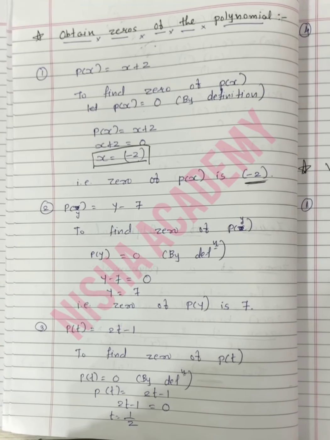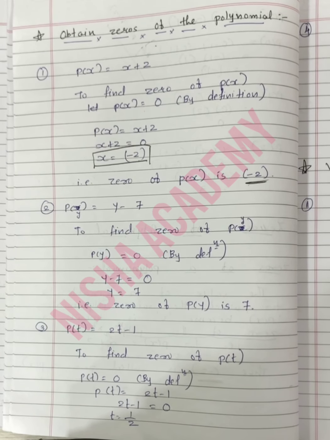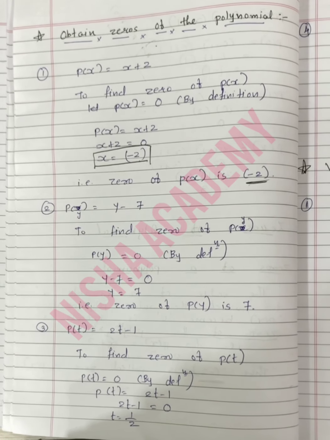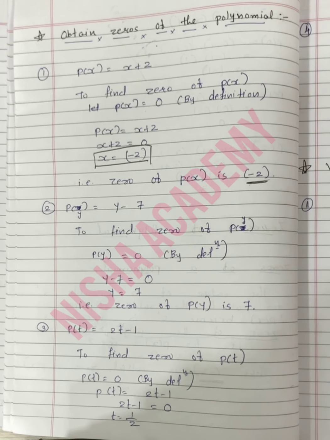Same way, let's take second example, p of y equal to y minus 7. To find zero of p of y, you have to take p of y equal to 0. So y minus 7 equal to 0. So y equal to 0 plus 7, y equal to 7. So our zero of p of y is 7.